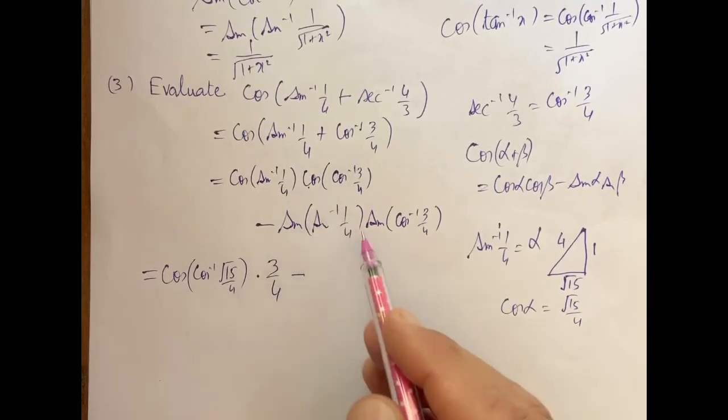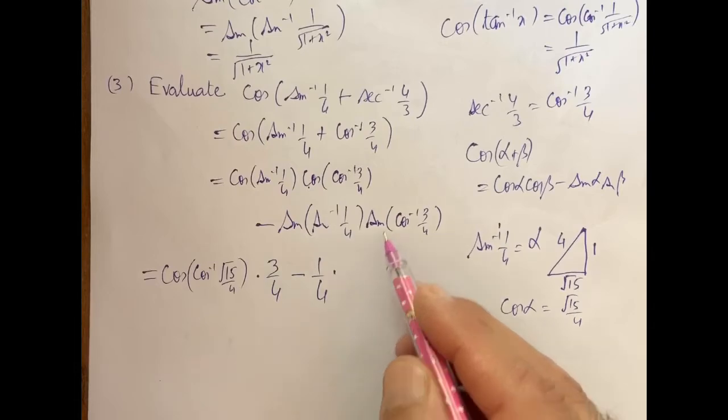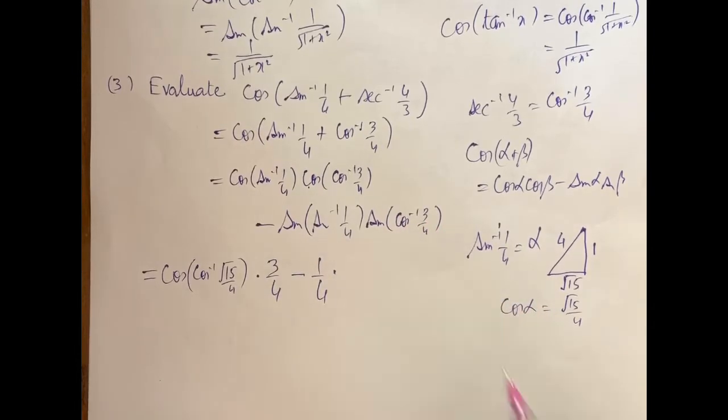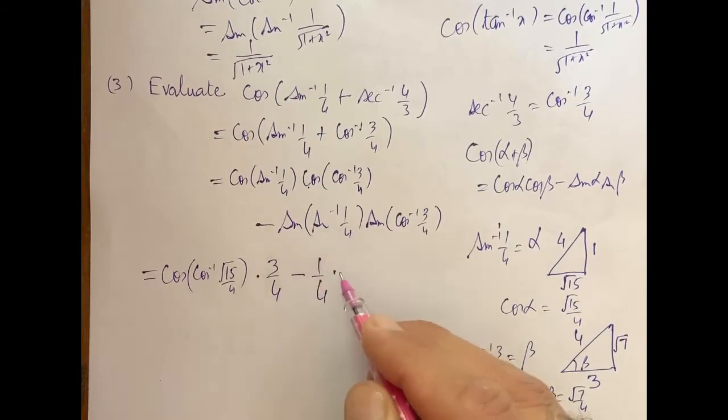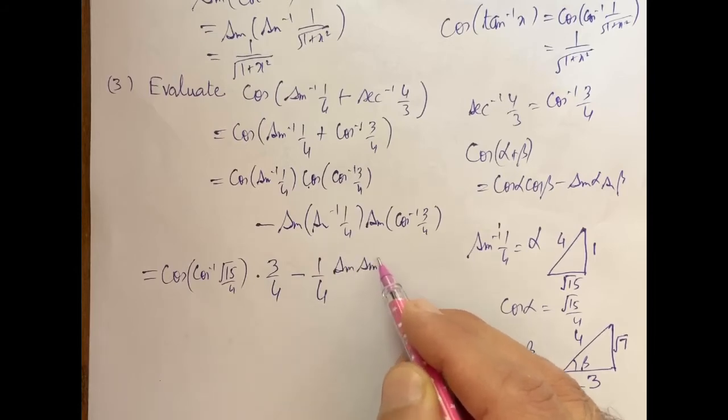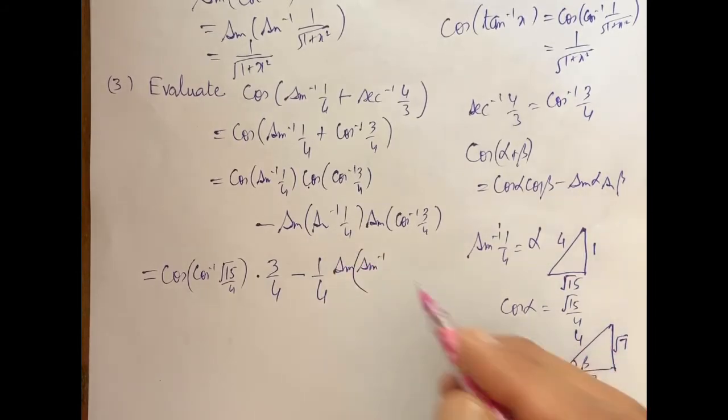Minus sine of sine inverse 1 by 4, which is 1 by 4, times sine of cos inverse of 3 by 4. Let's say cos inverse of 3 by 4 is angle beta. So we draw a triangle, this is beta. Cos of beta is 3 by 4. This is 3, this is 4. This will be 4 square, 16, minus 3 square, 9. This is 7, root of 7. And what is sine of beta here? Sine of beta is root 7 by 4. So this will be 1 by 4 times sine of sine inverse of root 7 by 4.